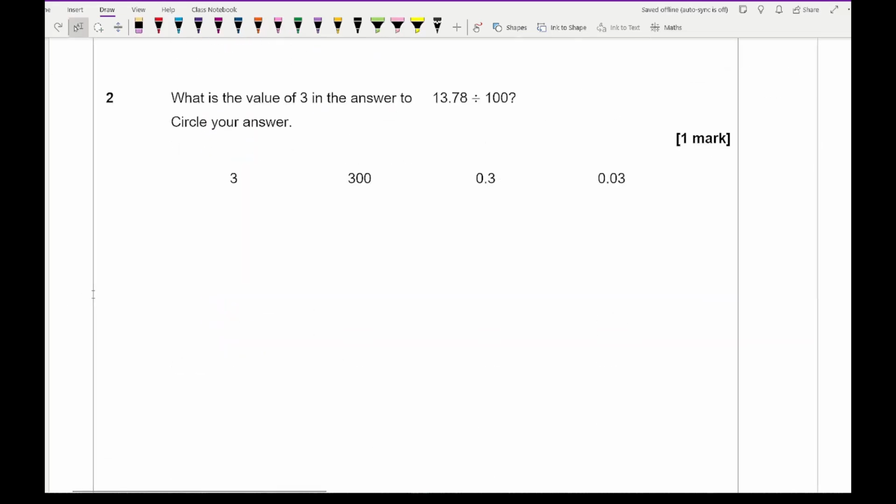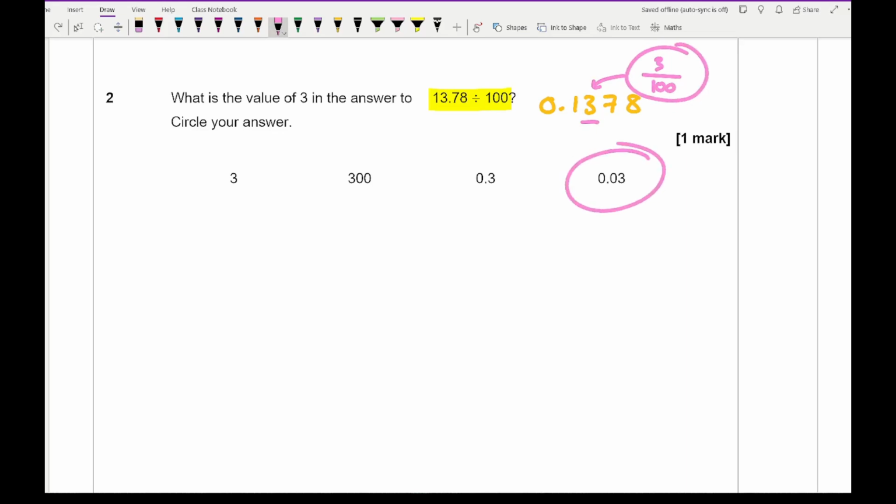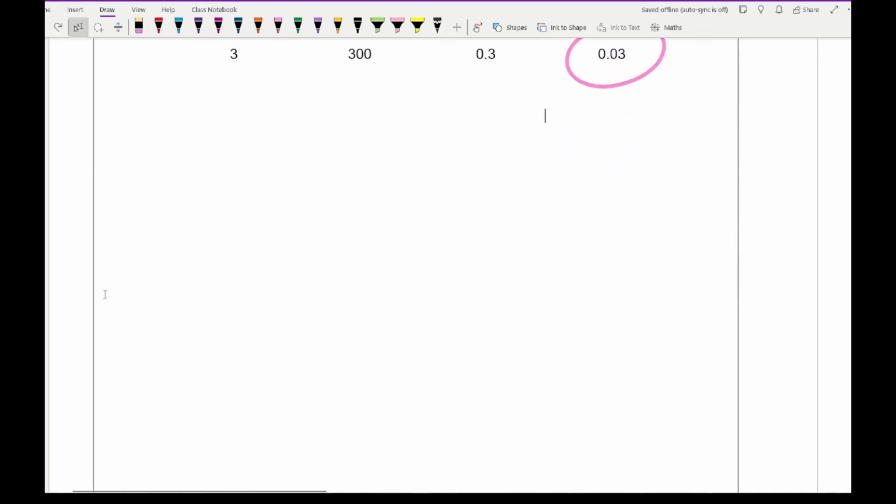Moving on to question 2, it says, what is the value of the 3 in the answer to 13.78 divided by 100? Well, if we first type this into our calculator, then we should get an answer of 0.1378. And what the question is asking is, what is the value of 3? Well, 3 in terms of place value is 3 hundredths. So I recognise that the correct answer is the last one.